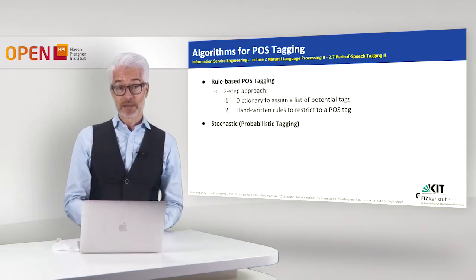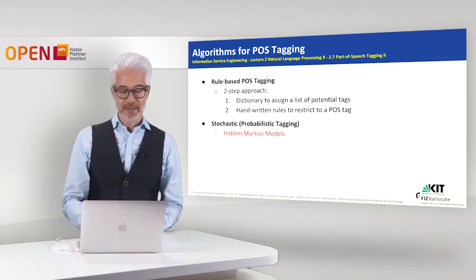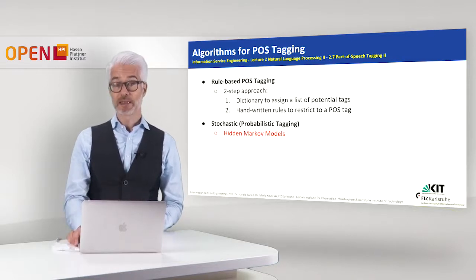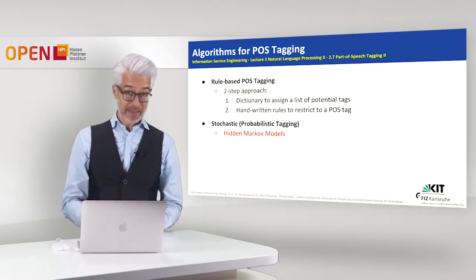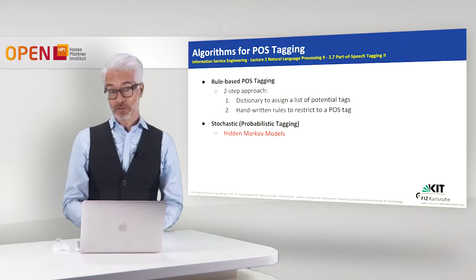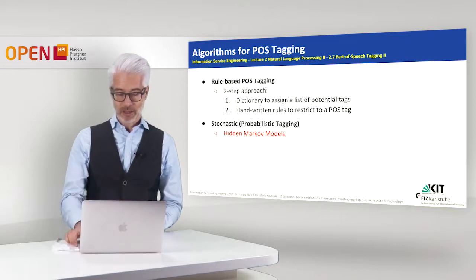Another possibility is a probabilistic approach or a stochastic approach. It's probabilistic tagging, and this is based on so-called hidden Markov models, something we want to go deeper into afterwards. This is the approach we want to follow, the stochastic approach, which means, again, we have to take care of a large corpus of already existing labeled data where we can look up probabilities. What is the most likely tag to follow after a word? So this is then stochastic.